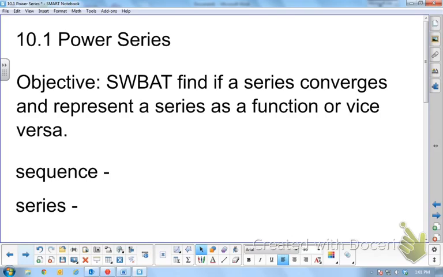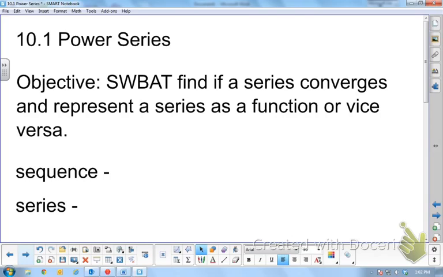Okay, so we're going to talk today about power series. And series is similar to a sequence, but it actually means something different. And it's going to be hard for us to remember that there is a difference between those two words, because they sound almost the same. Sequence, series, all starts with an S. We're going to be doing a lot of stuff, and our brains will be turned to mush, and we'll be like, oh, which one is this again? But our goal is to find if a series converges and represent a series as a function or vice versa. So represent a function as a series.